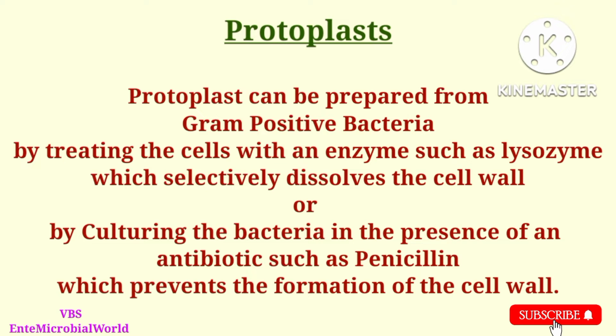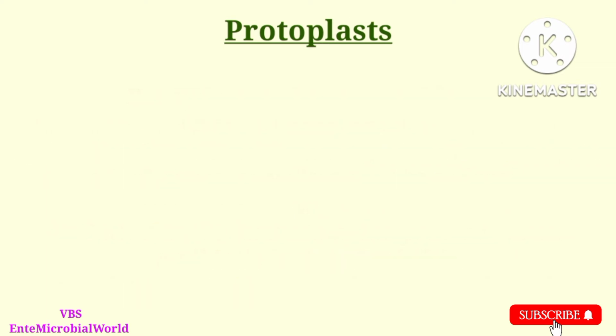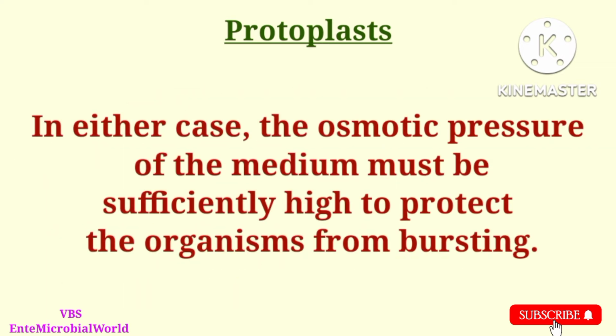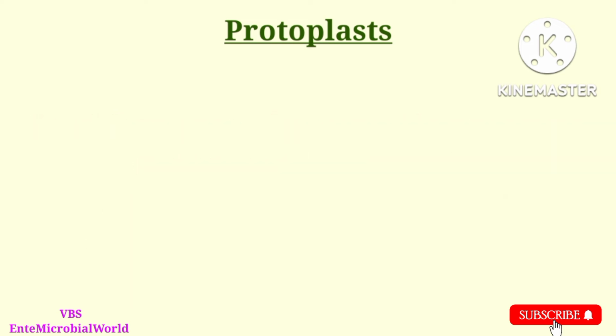Protoplasts can be prepared from gram-positive bacteria by treating the cells with an enzyme such as lysozyme, which selectively dissolves the cell wall, or by culturing the bacteria in the presence of an antibiotic such as penicillin, which prevents the formation of the cell wall. In either case, the osmotic pressure of the medium must be sufficiently high to protect the organisms from bursting.